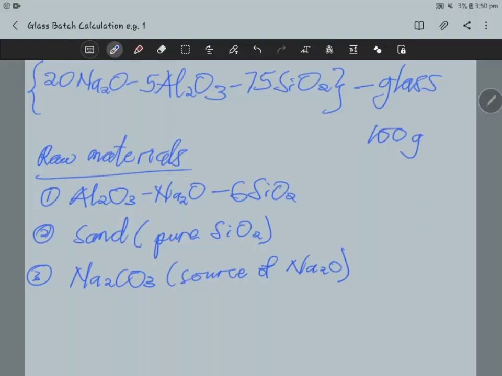Alright, so in this particular example, we are trying to do the batch calculation so that we end up getting a glass of this composition. So all of this here is a glass, right? Our aim is to get the raw materials and do the batch calculation so that when you put those masses in the furnace, you get the glass being 100 grams. And then we have the specific amount of each component, right?